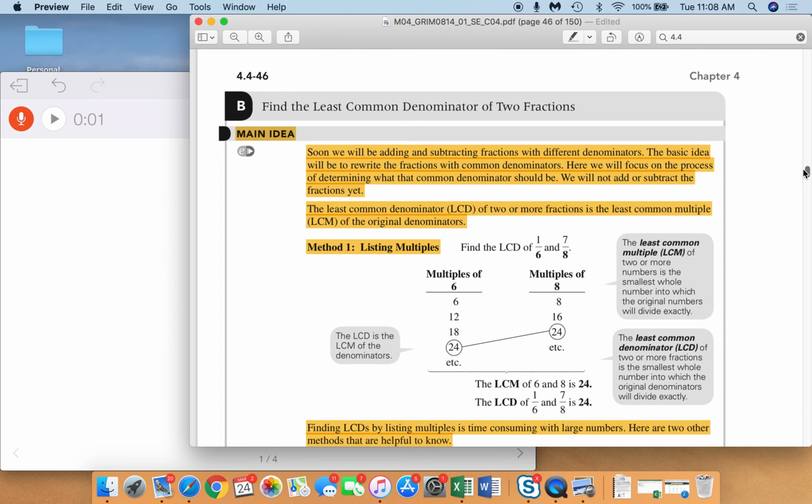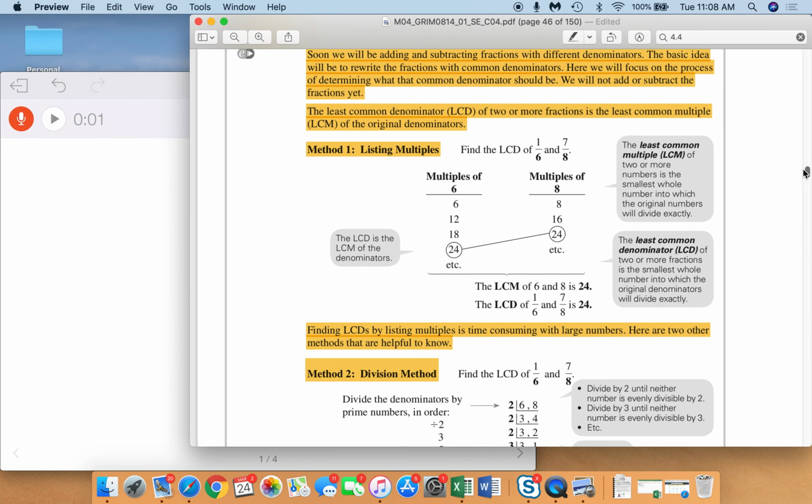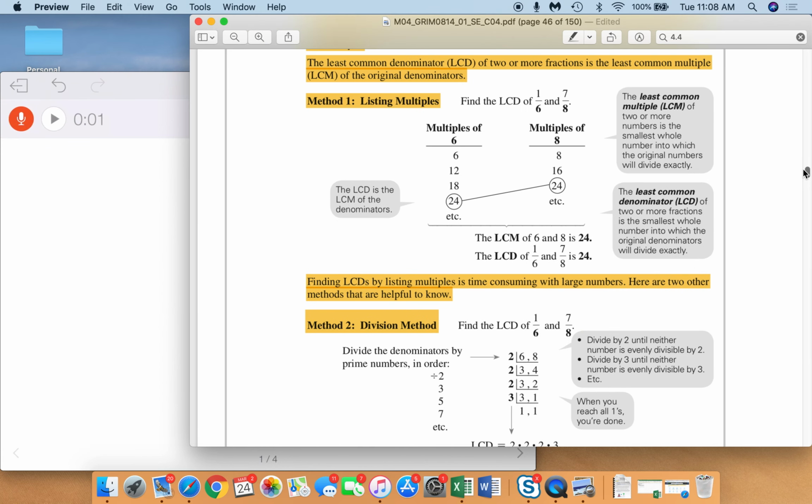The least common denominator, LCD, of two or more fractions is the least common multiple, LCM, of the original denominators. We have three methods of doing this. Method 1 is listing multiples. So here, in this case, we have: find the least common denominator of 1 over 6 and 7 over 8. That means our two denominators are 6 and 8.